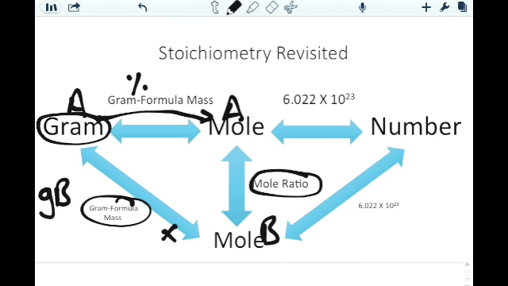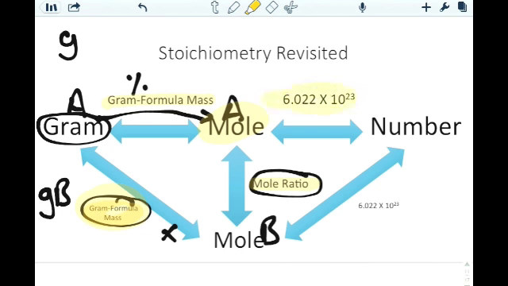Okay, basically what this boils down to: anytime you see grams, whatever you see it by, or mass or anything like that, you're going to need the gram formula mass. And then once you get it to moles, you can convert it to anything else in the equation by using the mole ratio. And then again, if I want to get it back in grams, I need the gram formula mass. So anytime I go from grams of something to moles of something, or from moles to grams, I need the gram formula mass.